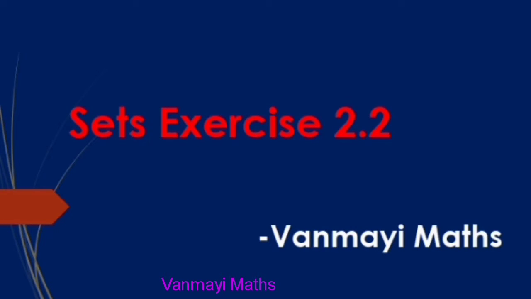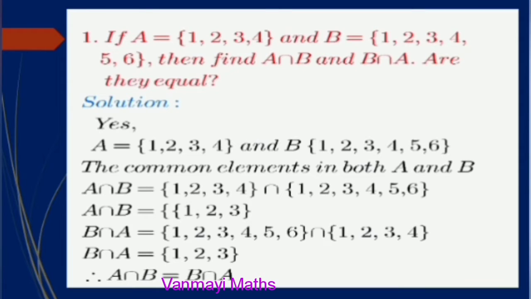Today you are going to learn about exercise 2 in sets. In this first question, if A is equal to the set consisting of elements 1, 2, 3, 4 and B is equal to 1, 2, 3, 4, 5, 6, then we have to find A intersection B and B intersection A. Are they equal? So first of all, we have to find A intersection B.